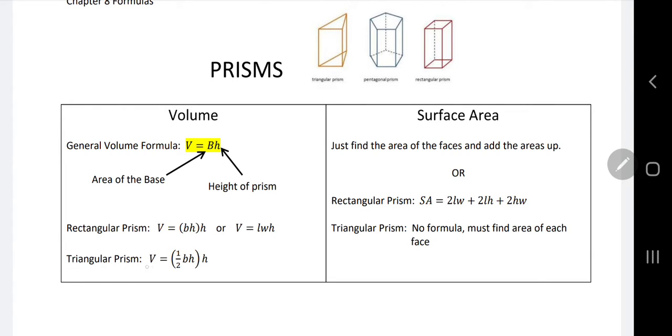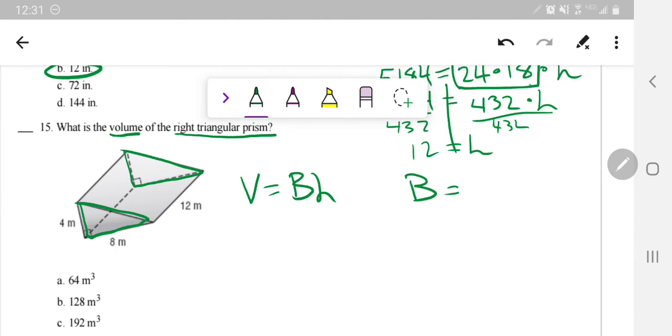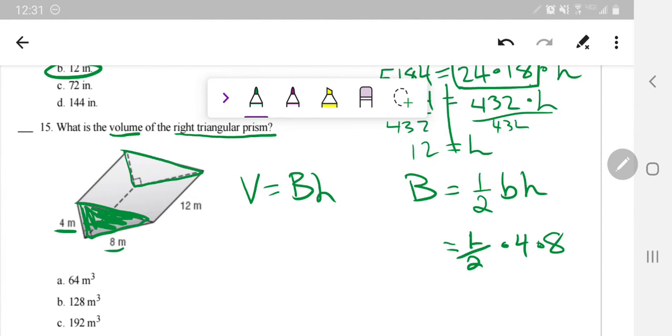You can see that down below it has a triangular prism formula with the 1/2 BH already replacing the big B, but I just kind of like to do my big B off to the side there. So I like to do volume equals big BH, and then off to the side I do big B. And I choose the right formula for this base, which is a triangle. So I need the area of a triangle, which is 1/2 base times height. I see the 4 and the 8 here meet at a right angle, so those are my 1/2 times 4 times 8. Those are my base and height. And I get 16.